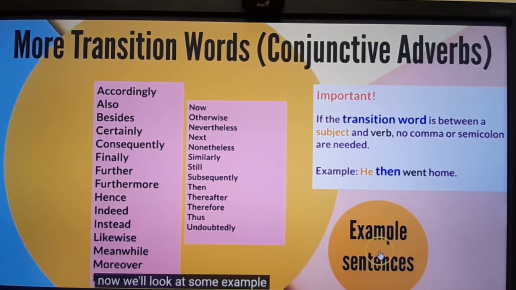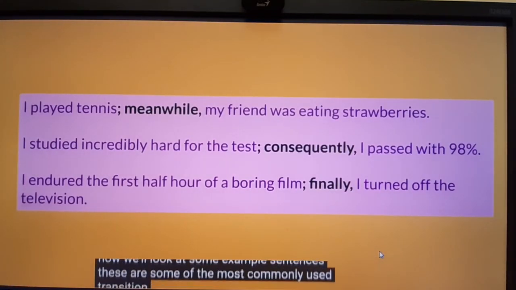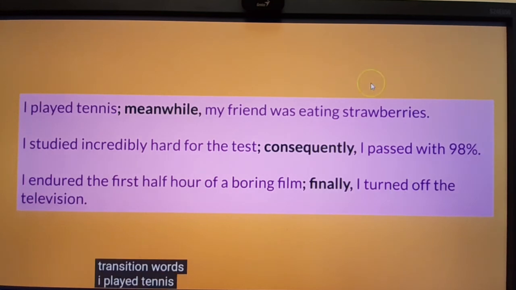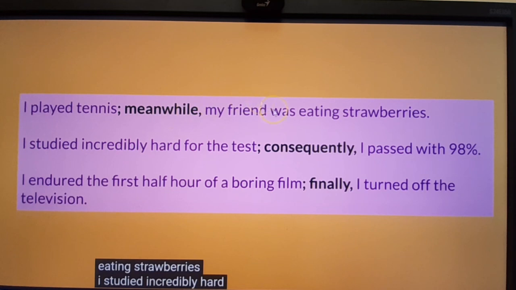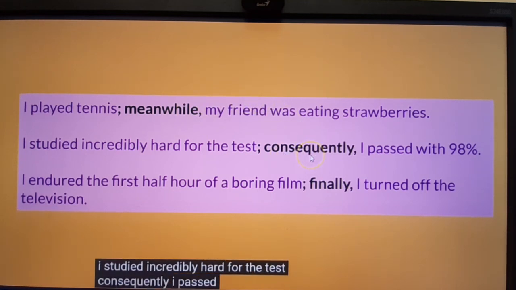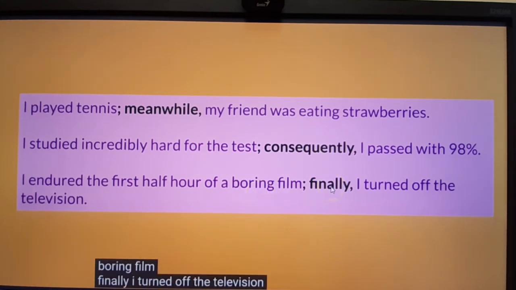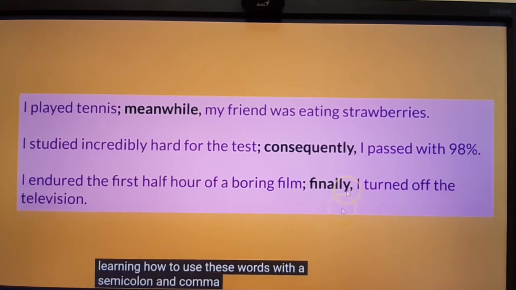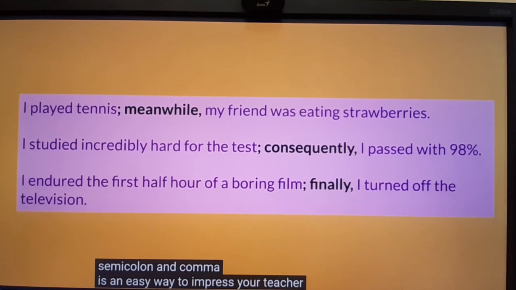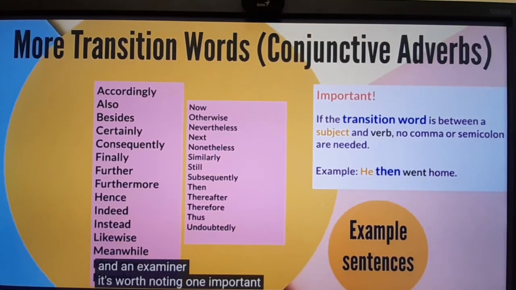Now we'll look at some example sentences. These are some of the most commonly used transition words. I played tennis. Meanwhile, my friend was eating strawberries. I studied incredibly hard for the test. Consequently, I passed with 98%. I endured the first half hour of a boring film. Finally, I turned off the television. Learning how to use these words with a semicolon and comma is an easy way to impress your teacher and an examiner. It's worth noting one important point.